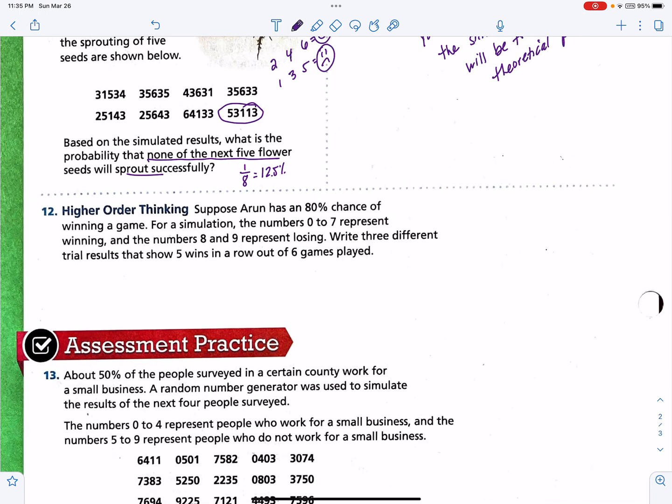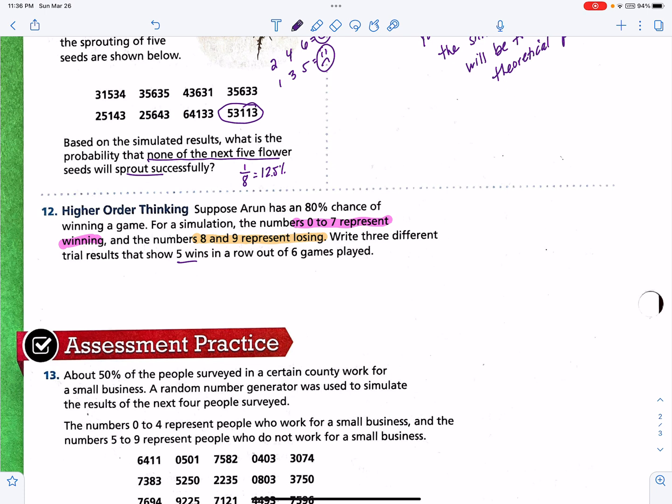All right. Number 12, suppose Aaron, interesting spelling of Aaron, had an 80% chance of winning a game. For a simulation, the numbers 0 to 7 are going to represent winning. Okay, so 0 to 7 are winning, and the numbers 8 to 9 are losing. They want you to write 3 different trial results that show 5 wins in a row out of 6 games played. Okay, and so these are just single games. I have to show 5 wins out of 6 games.